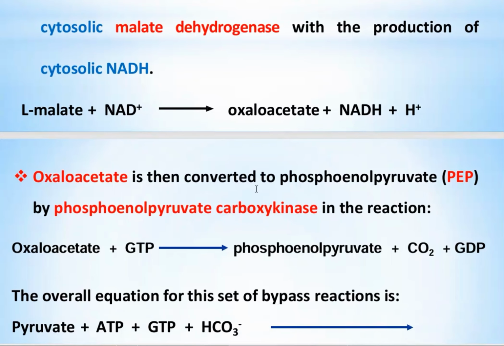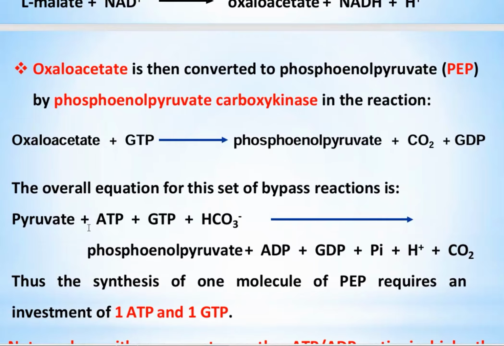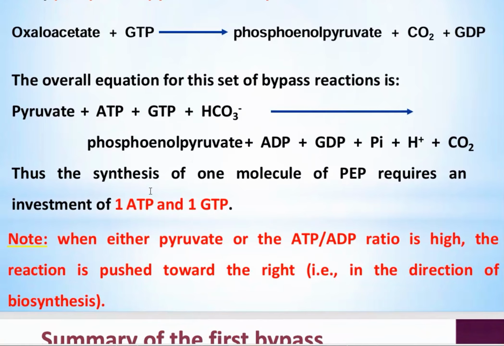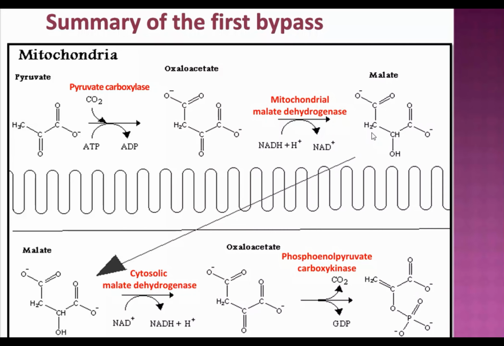Now oxaloacetate is converted to phosphoenol pyruvate by the phosphoenol pyruvate carboxykinase enzyme. So this is the whole overall reaction: pyruvic acid plus ATP plus GTP plus HCO3 minus forms phosphoenol pyruvate plus ADP plus GDP plus Pi plus H plus CO2. So the synthesis of one molecule of phosphoenol pyruvate requires an investment of one ATP molecule and one GTP molecule. One important thing is that when the pyruvate or ATP to ADP ratio is high, the reaction is pushed towards the right. That means the direction of biosynthesis is happening.